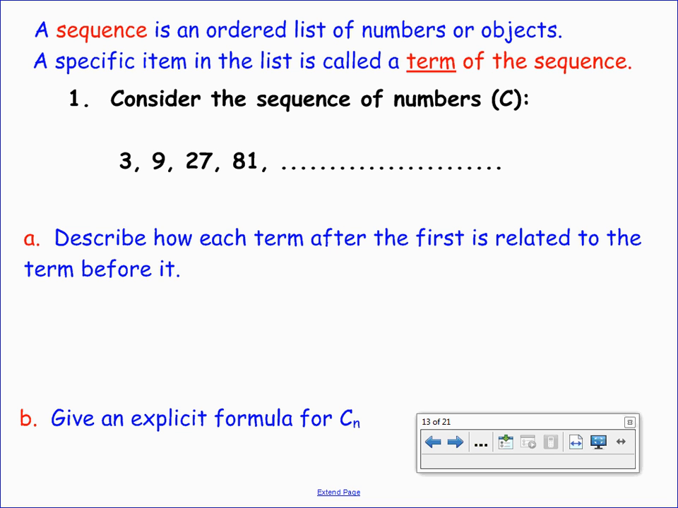Let's describe how each term after the first is related to the term before. So what I want you to do is go ahead with your partner right now. Let's see how each of those terms is related from the first one. What could you do to get from one term to the next term? Be ready to share with the class when I call on you. So how are those terms related?